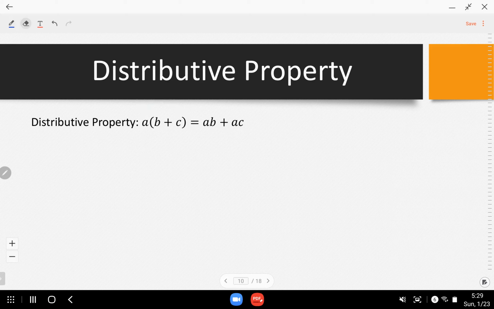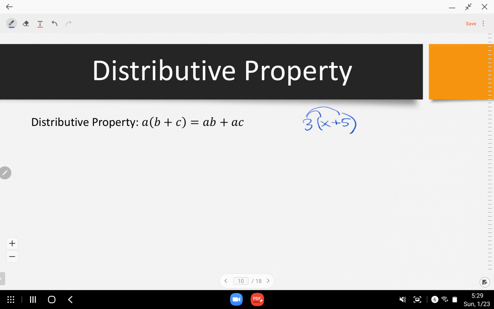Okay. And also, let me give an example first. Let's say we have 3 times x plus 5. So we distribute the 3 times x, and 3 times 5. So the answer is not equal to 3x plus 5. You only distribute the 3 to the x.